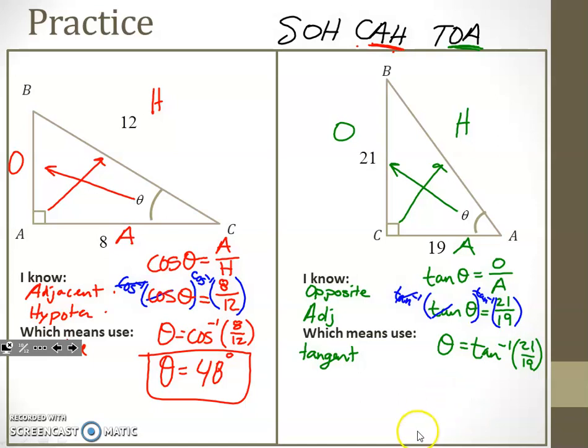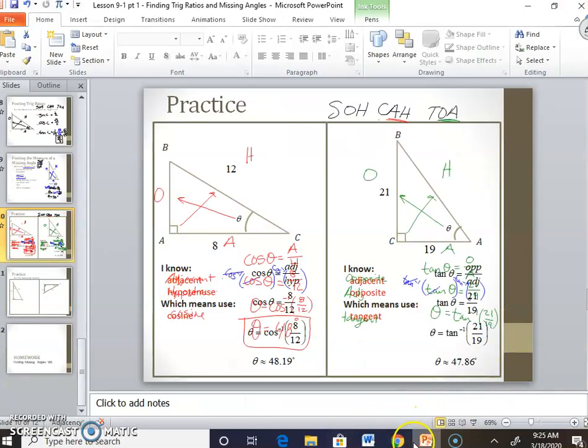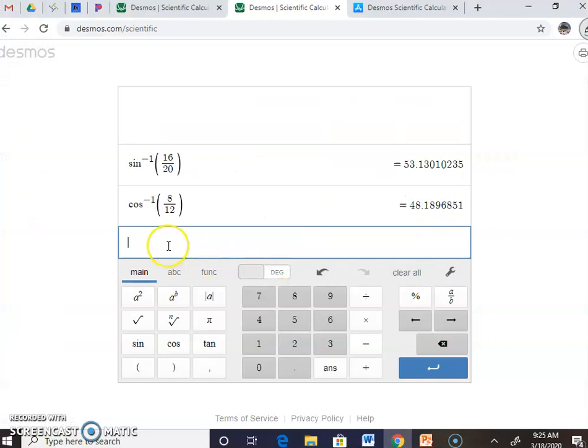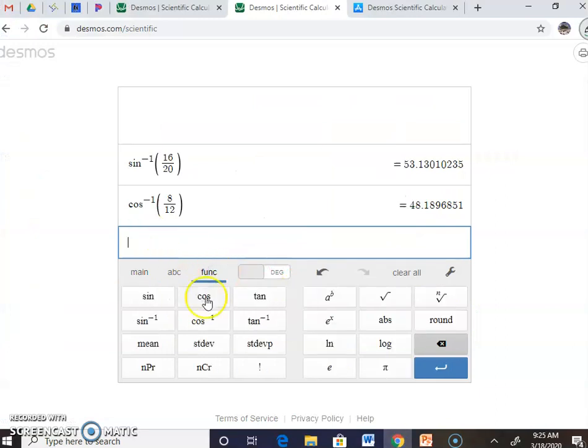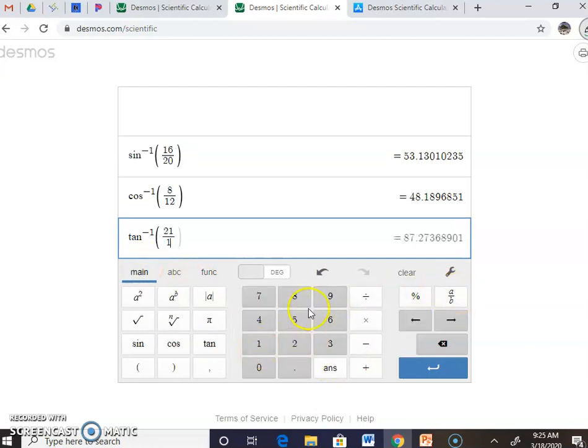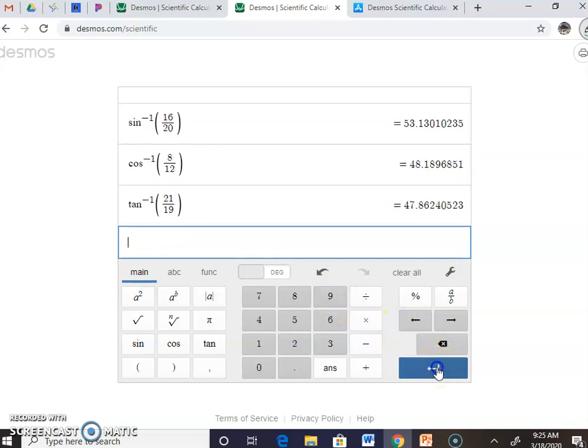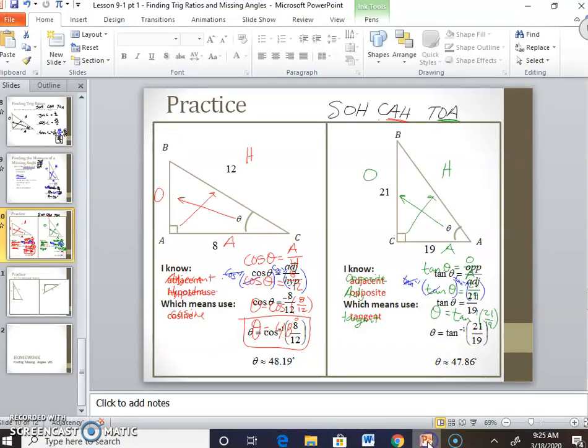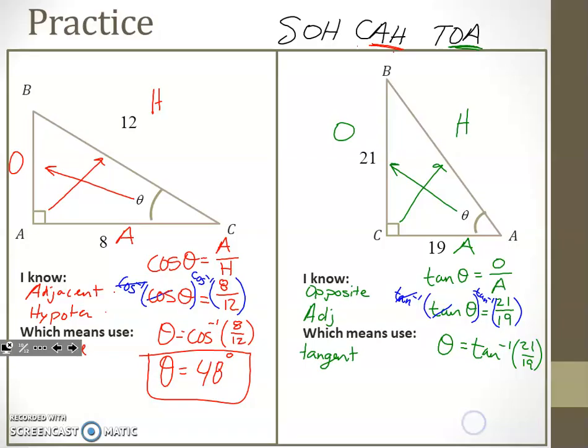So I'm going to go back and we'll figure out what that equals. We've got to go again to function, tan negative 1, and it is going to be 21 over 19. And when I do that, I get 47.8. I could round that up to 48 for this one here. So theta equals 48 degrees.